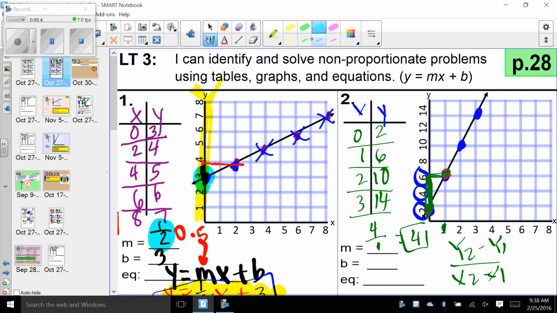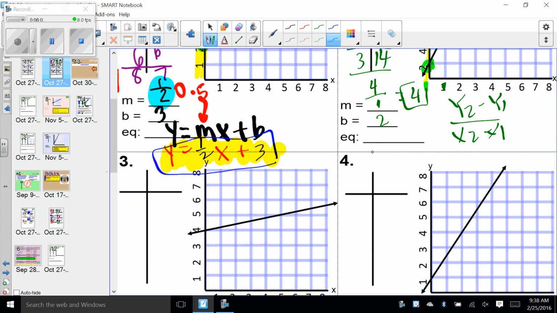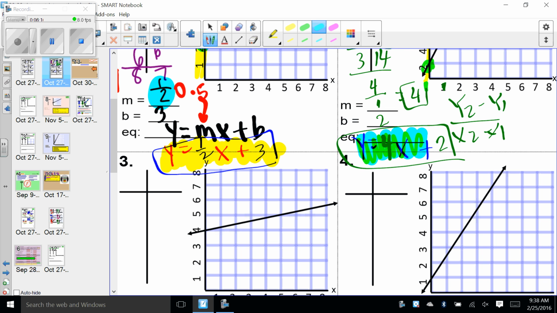For my y-intercept, it's the place where the y-axis hits the graph. I'm going to erase all this stuff because it's getting a little bit messy in here. So it hits it here at 2. So my y-intercept becomes 2. So my equation then is y equals, y stop sign, slope is 4, x stop sign, plus y-intercept is 2. Equation is y equals 4x plus 2. So there's our equation there.